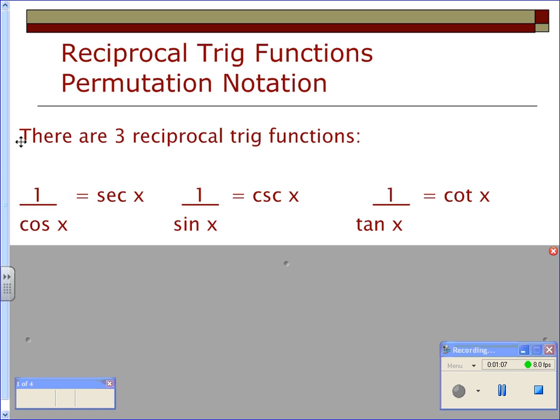Cosine and secant, C and S, sine and cosecant. The two S's don't go together, and the two C's don't go together. Does that make sense? Secant doesn't go with sine; it goes with cosine. And cosecant doesn't go with cosine. That's how I remember which one. And then cotangent and tangent, those go together.